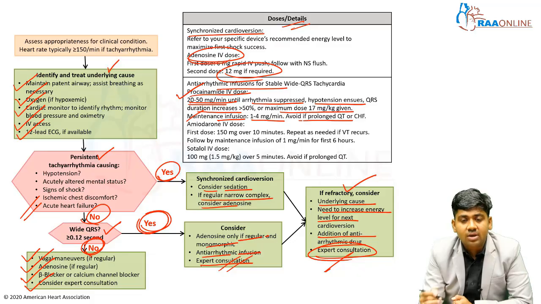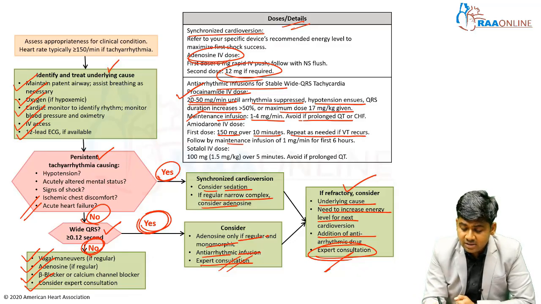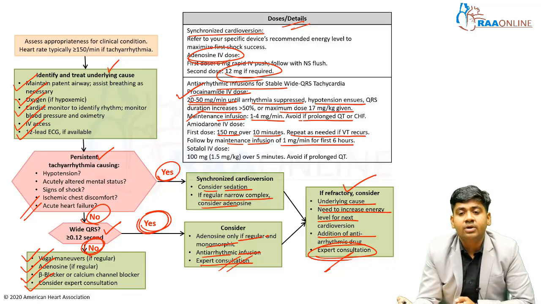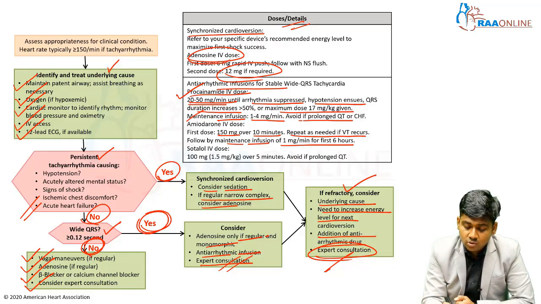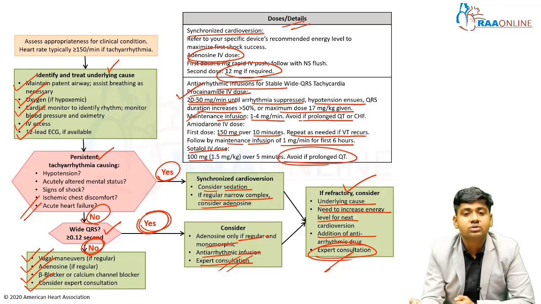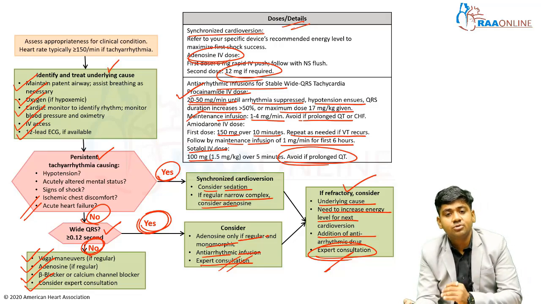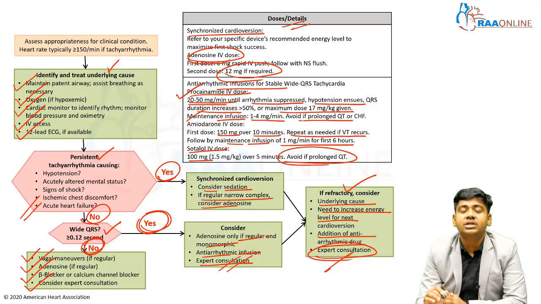Coming to the second drug, amiodarone. The first dose is 150 mg over 10 minutes. Repeat if the VT recurs. Follow with a maintenance infusion of 1 mg per minute for the first 6 hours and then 0.5 mg per minute for another 12 hours. So this is the dose of amiodarone. Sotalol IV dose is 100 mg, or 1.5 mg per kg over 5 minutes. Avoid if prolonged QT. So there are 3 drugs here: procainamide, amiodarone and sotalol. For bradycardia there are also 3 drugs: atropine, epinephrine and dopamine.